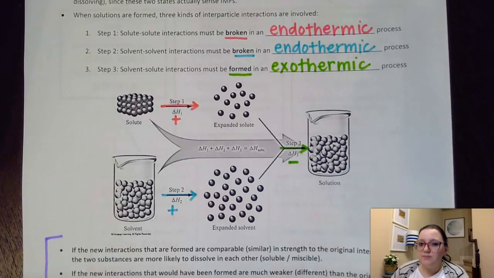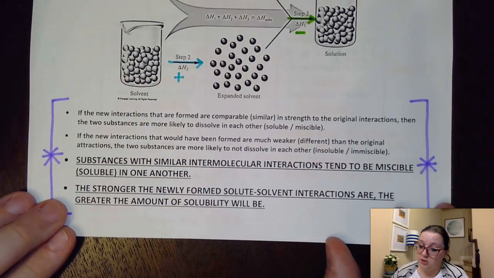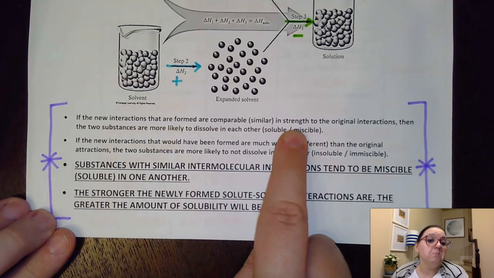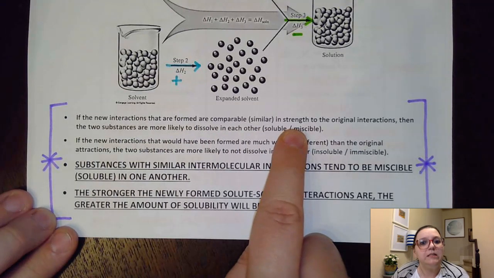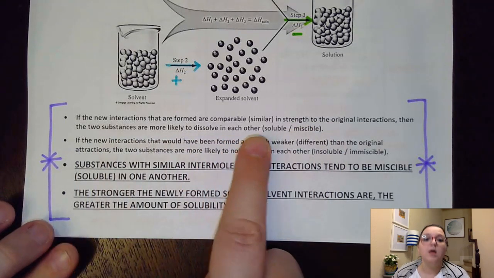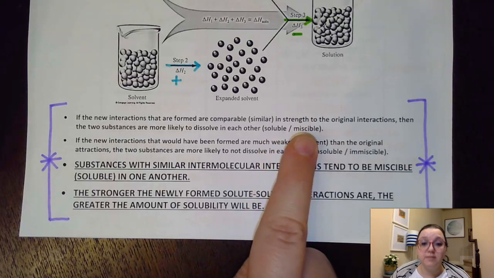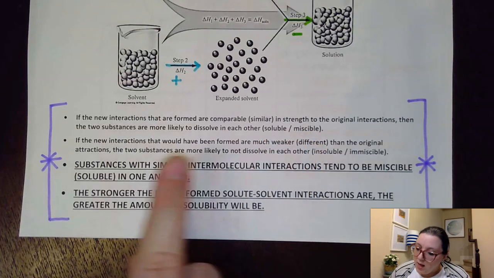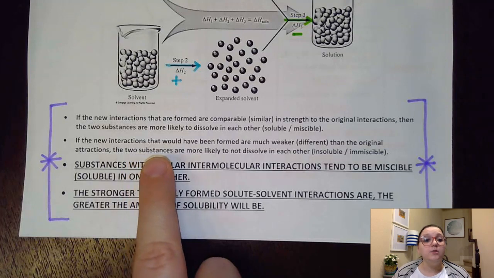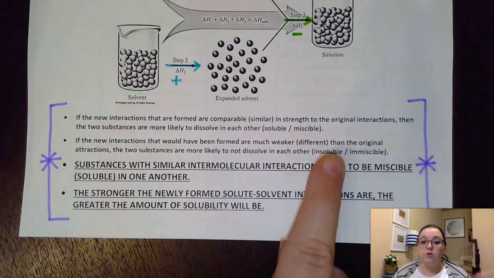Okay. Now, sometimes it's not a matter of being stronger or weaker, but maybe just that it's being similar in attraction. So it says here, if the new interactions that are formed are comparable or similar in strength, maybe perfectly the same or maybe just a little bit stronger than the original ones, then the two substances are more likely to dissolve in each other. And you notice it uses two words here. You could say that they're soluble in each other, or you could say that they are miscible with each other if you have two liquids. If the new interactions that would have been formed are much weaker than the original attractions, then the two substances are more likely to not dissolve in each other. And at that point, we would say that they're insoluble or immiscible.